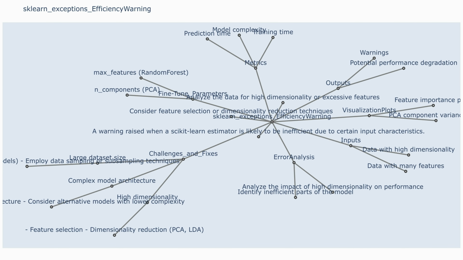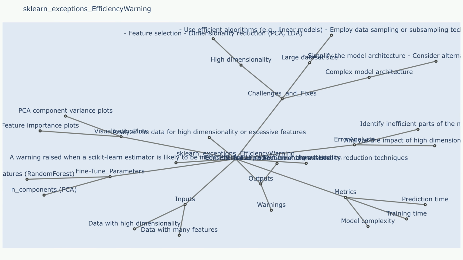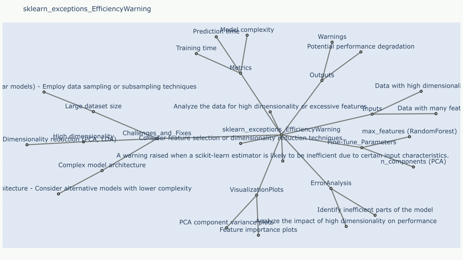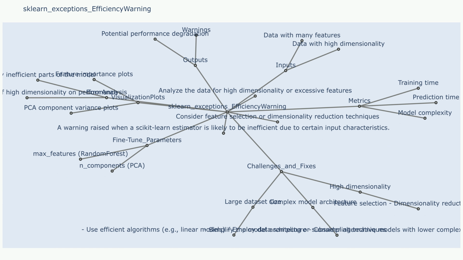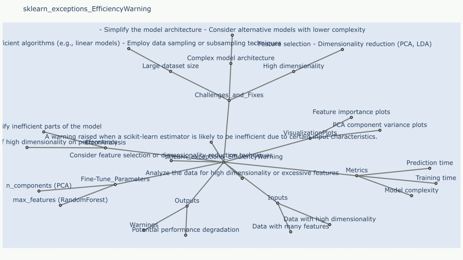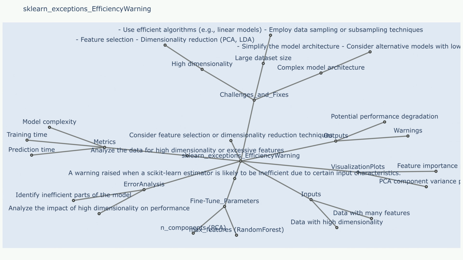SKLearn exceptions efficiency warning. Description: explain in detail. No applicable inputs. No applicable outputs. No applicable steps. No applicable metrics. No applicable visualizations. No applicable parameters. No applicable methods. Potential for inefficiency in the algorithm's implementation.